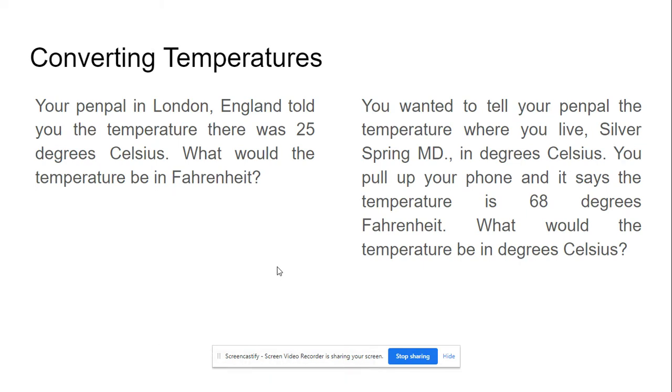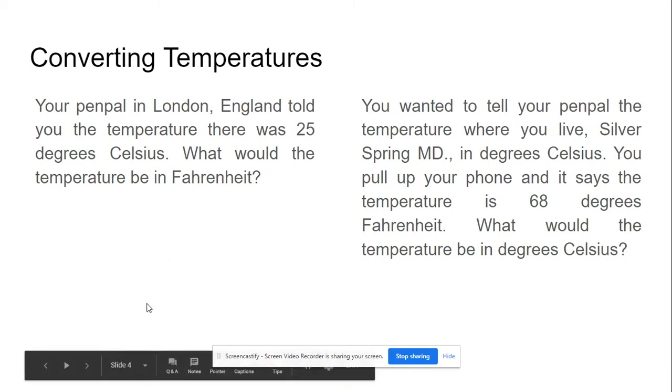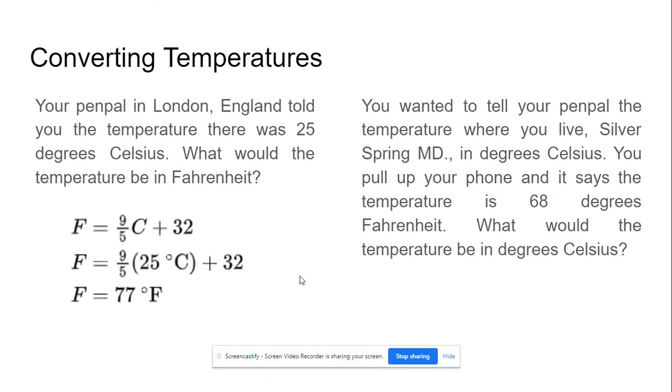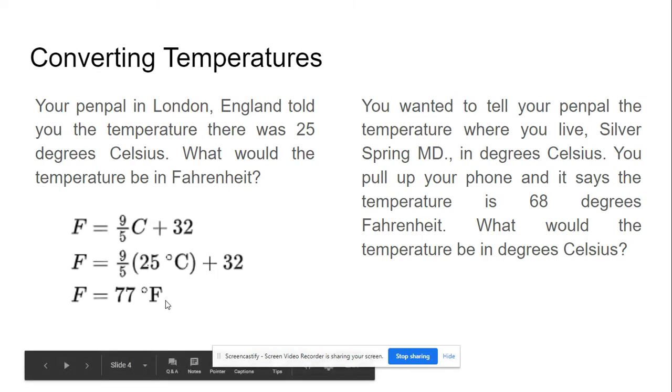So we're going to do a couple examples of converting temperatures. Let's say you have a pen pal in London who told you the temperature was 25 degrees Celsius. What would the temperature be in Fahrenheit? Well, from our previous slide, we saw that F equals 9/5 C plus 32. We would plug in 25 for C. We would multiply that by 9/5. 9/5 times 25 plus 32, and we would get F equals 77 degrees Fahrenheit.